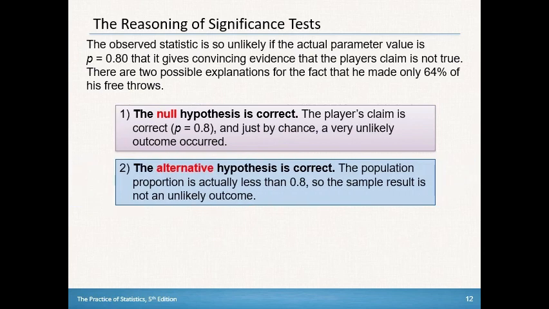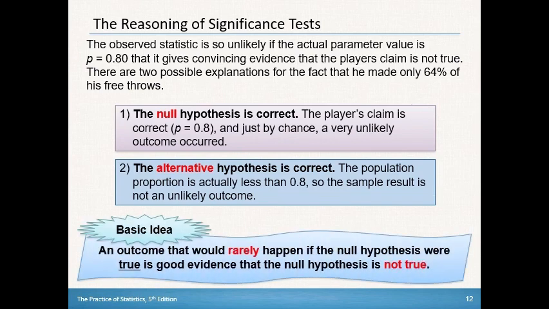The other possibility is that the alternative hypothesis is actually correct, and that he actually does have a free throw shooting rate less than 80%. And that's what our sample statistic, our data from the sample, suggests.